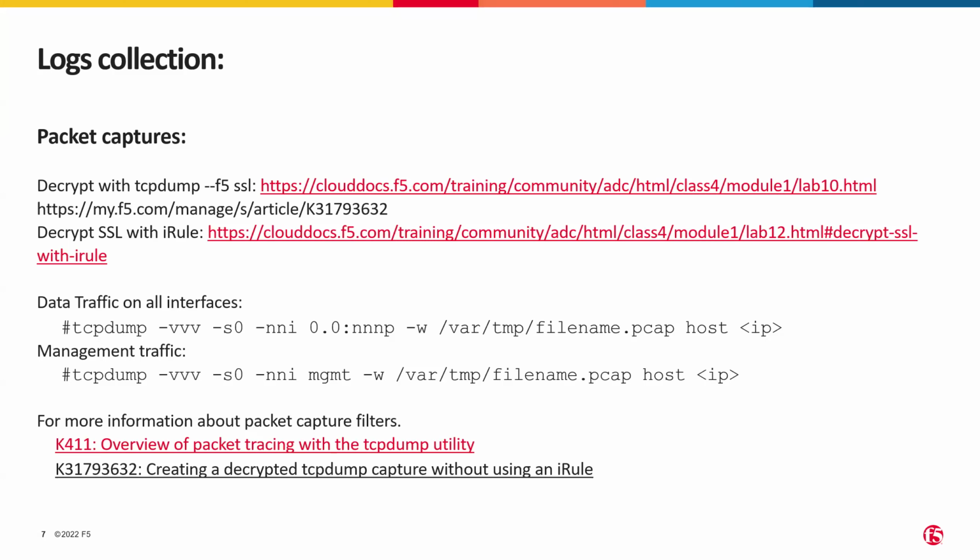So from 15.0.0, we have this DB variable called tcpdump.ssl (--f5ssl), which got introduced. Traditionally, whenever we wanted to decrypt SSL packet captures, we used to configure an iRule, and we used to attach that particular iRule to the virtual server.